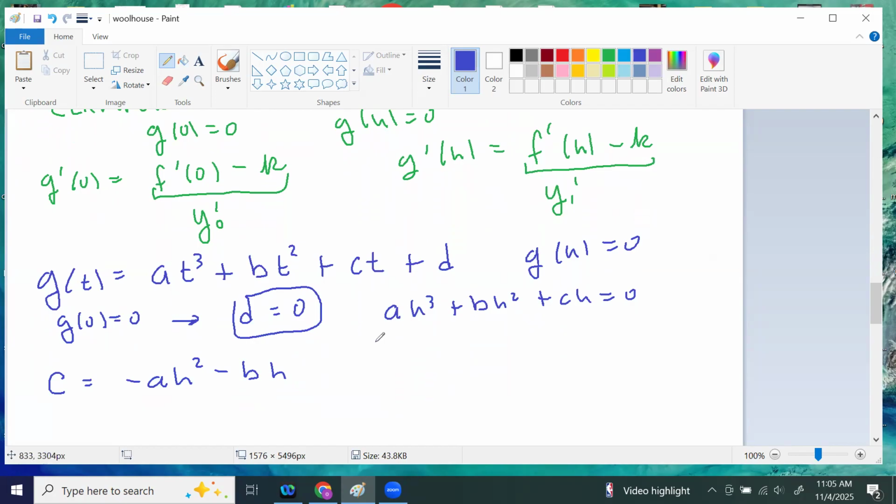But this value of c is also going to be important, because if we use this condition for the derivative, right? So let's calculate the derivative of g.